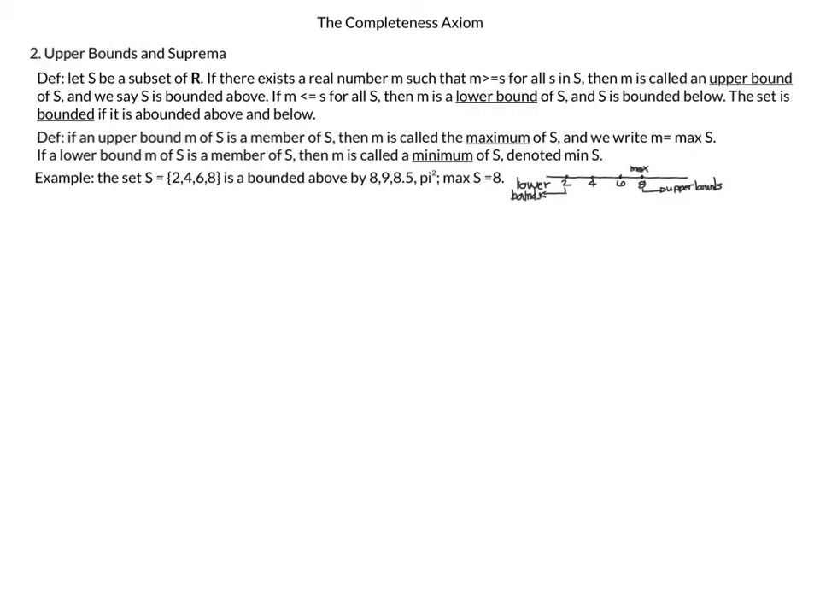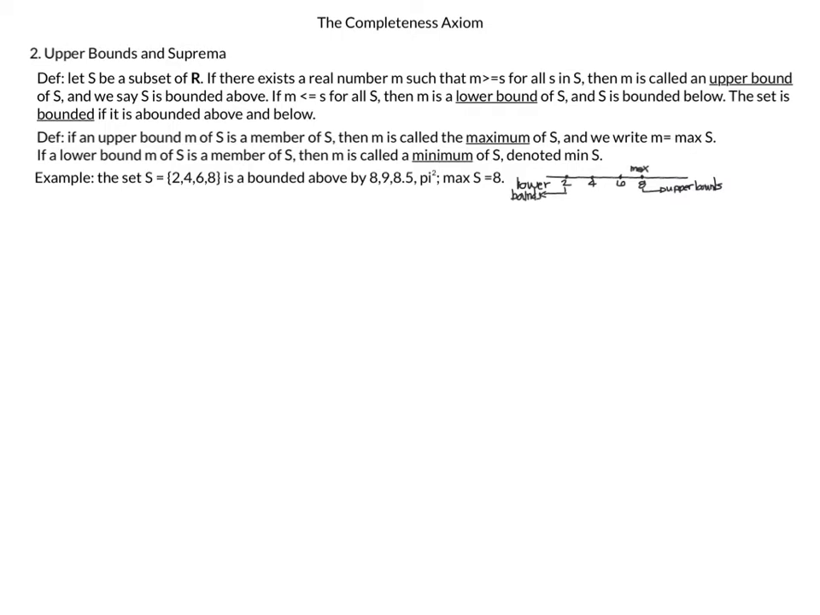Another definition: if an upper bound m of S is a member of S, then m is called a maximum of S, and we write m is equal to max S. And if a lower bound of S is a member of S, then it is called a minimum of S, and we denote it min S. These definitions aren't startling, but it's important that you get the difference between an upper bound and a maximum.